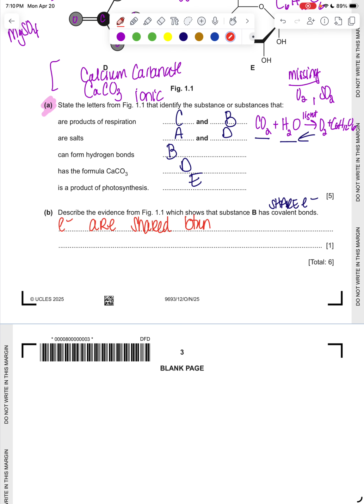Electrons are shared between atoms. I also would maybe mention that the orbitals or the shells, same thing, overlap where the electrons are shared. That's sloppy. Okay.